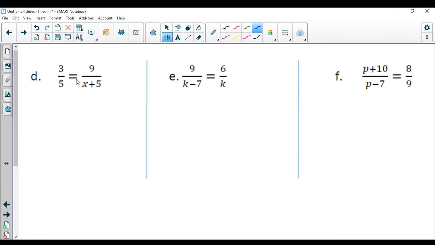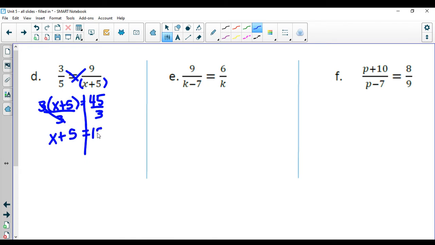Down here with letter D, again we see an expression, so we're going to put it in parentheses. The cross product here is going to be 3 parentheses x plus 5, and 5 times 9, which is 45. To keep things a little easier, with shorter steps, we're going to divide by 3, which leaves me with x plus 5 equals 15. I'm going to subtract 5 on both sides, which leaves me with a final answer of x equals 10.